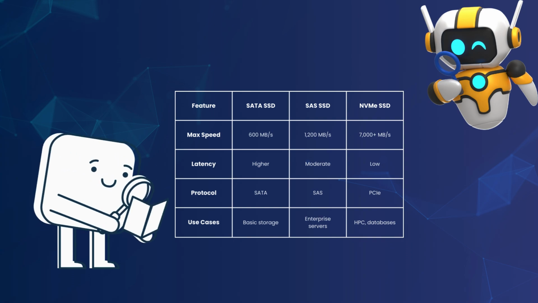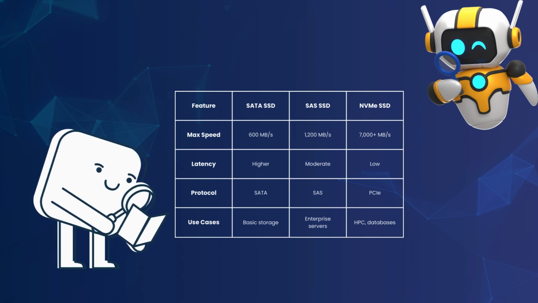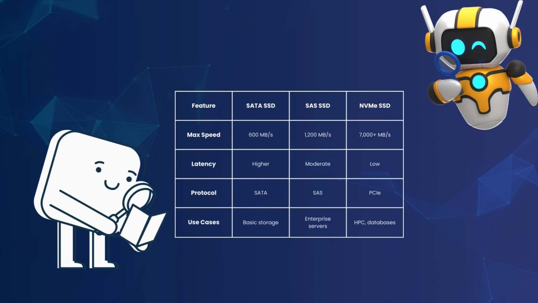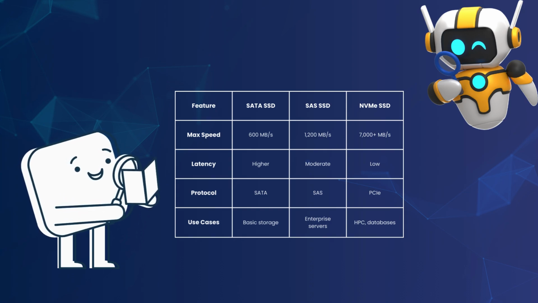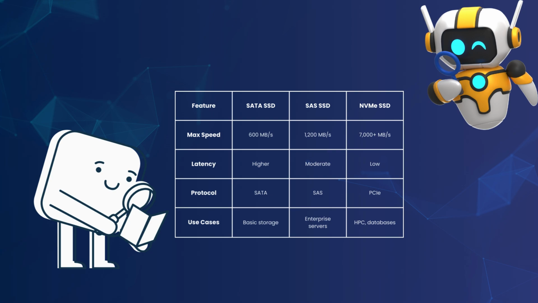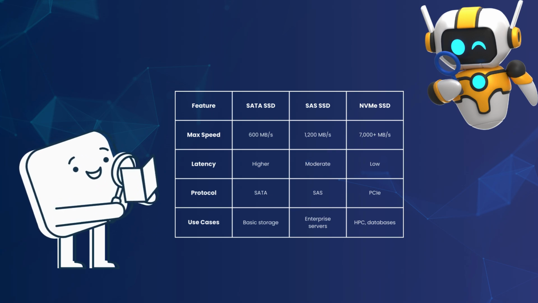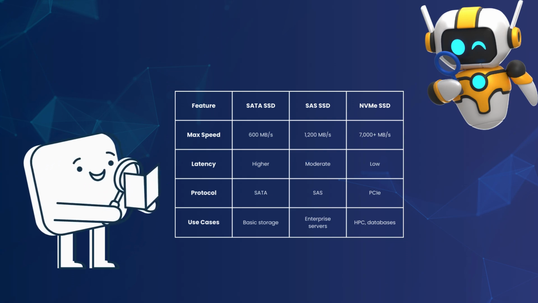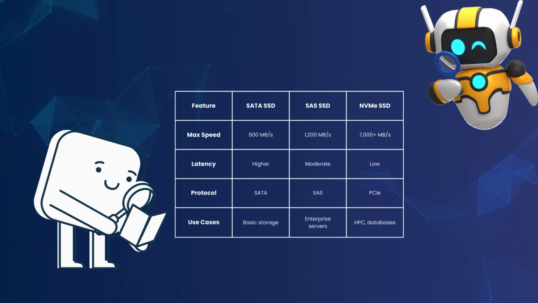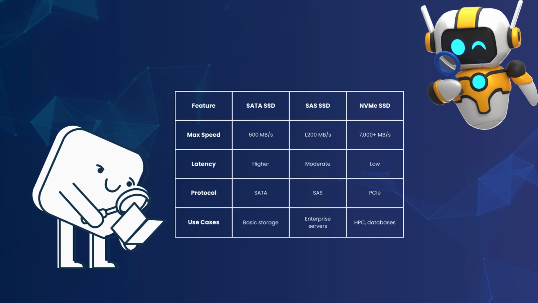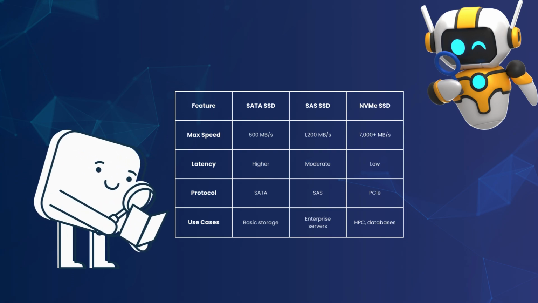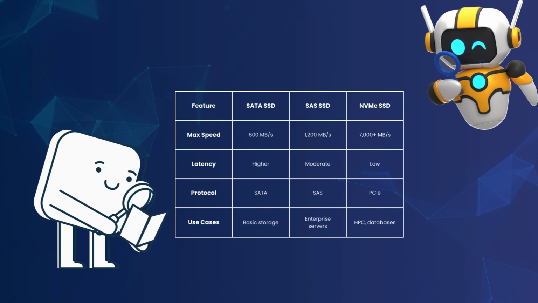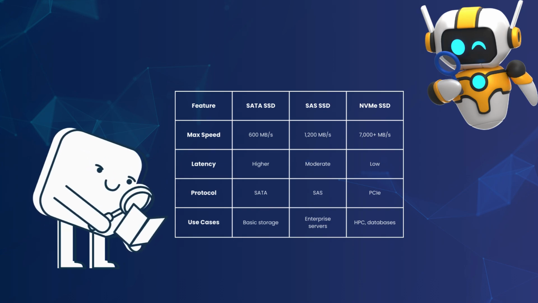SAS SSDs improved upon this with speeds up to 1200 MB per second and offer enhanced reliability features like dual port operation and error correction. They are commonly used in enterprise servers and data centers where reliability and performance are important, but where the highest speeds are not necessary. SAS is ideal for RAID configurations that require high availability. Finally, we have NVMe SSDs which utilize the PCIe interface to achieve speeds of up to 700 MB per second or more with PCIe Generation 4.